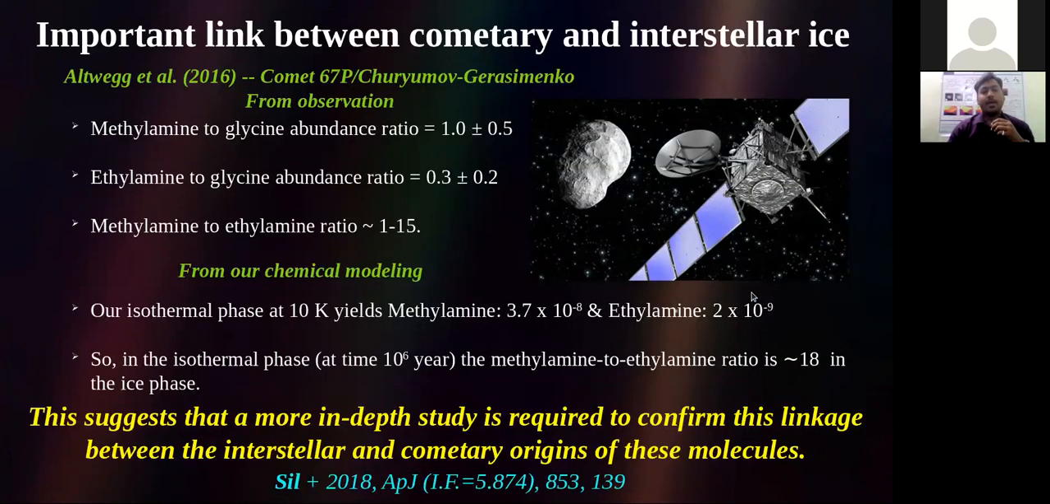In this study, we find an important link between cometary and interstellar origin of ice. Altwegg et al. 2016 found methylamine, ethylamine, and glycine in comet 67P/CG from their observation, and they found the ratio between methylamine and ethylamine is roughly of the order of 1 to 15. From our chemical modeling in the isothermal phase at 10K, we find a methylamine to ethylamine ratio of a similar order. This suggests that a chemical linkage could be possible between interstellar ice and cometary ice. So more in-depth study is required to confirm this linkage between the interstellar and cometary origin of these molecules.